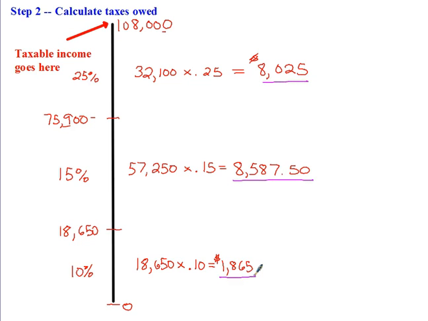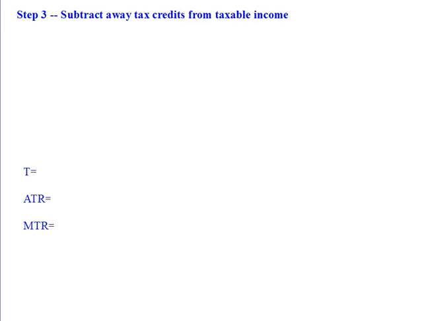Okay, my next step is I gotta add all these together to get a final number. So I'm at $8,025 plus $8,587.50 plus $1,865 down here at the bottom. Add all three of those together, and I get a number, total taxes owed, of $18,477.50. That's a lot of taxes to pay, but we're not quite done yet, because we have one more step, and the last step is to subtract off the tax credit.